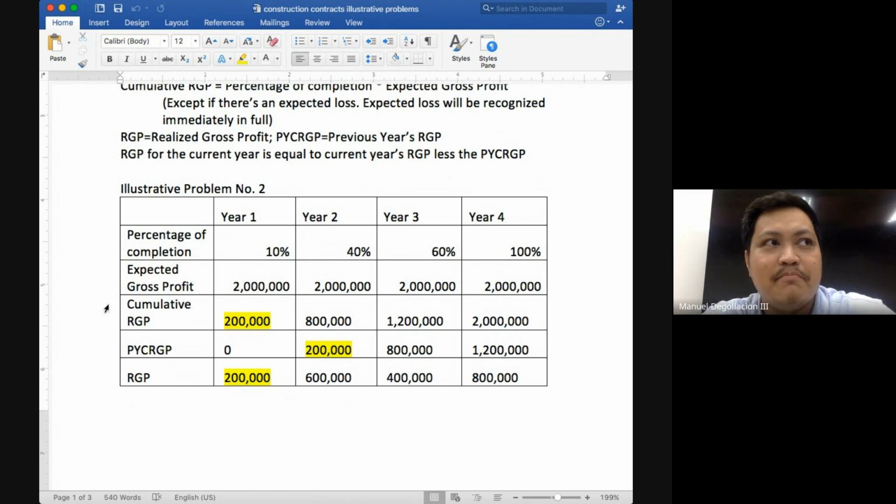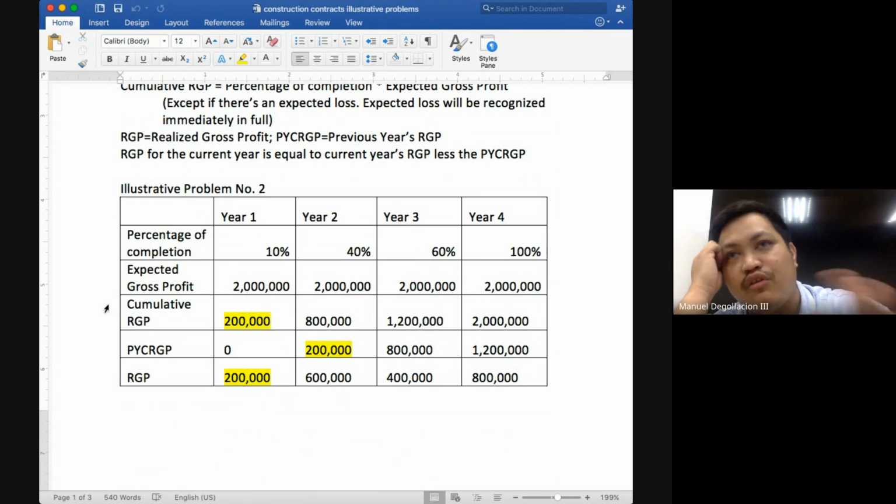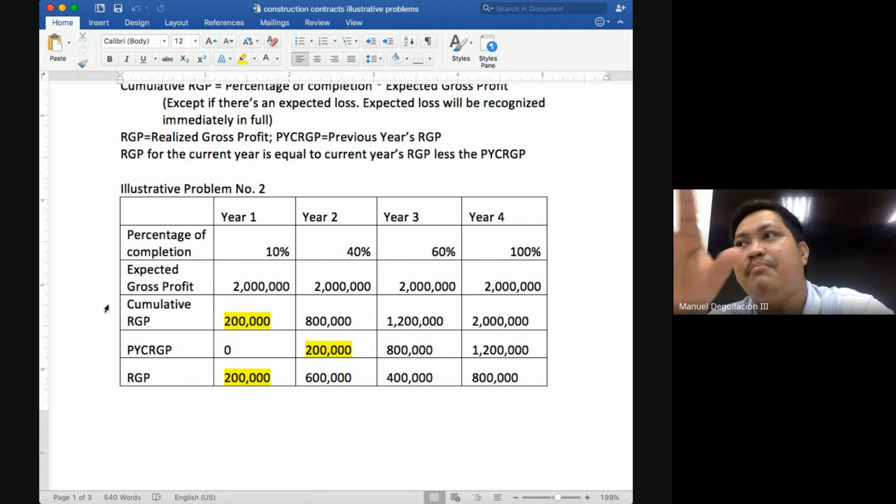Okay, the simpler method, class, would have been to simply wait. Was it finished in year 1? No, so no profit. Was it finished in year 2? No, then no profit. Was it finished in year 3? No, then no profit. Was it finished in year 4? Yes, then recognize the entire profit on year 4. That's the logic behind the cost recovery method, class.